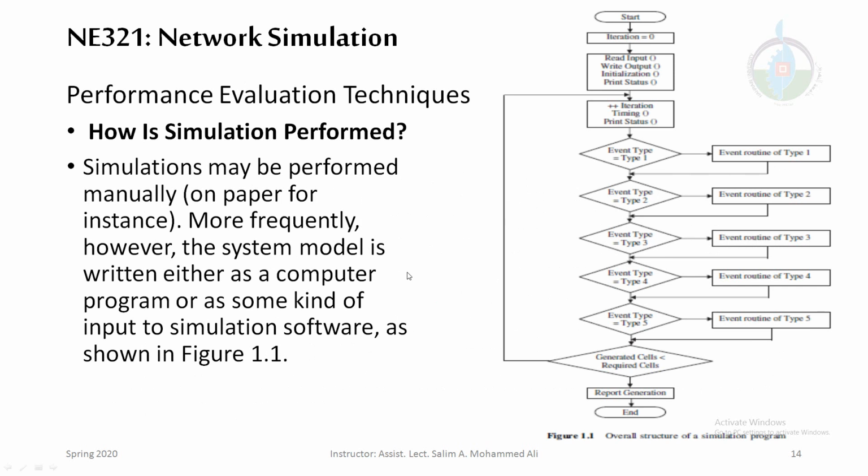Okay, let's jump to the last question: how to program a simulation. You have to build the flowchart for the simulation. Simulation may be performed manually on paper in some instances. However, the simulation model is usually a computer program or some kind of simulation software. This simple flowchart tells you how to build a simulation. It's very simple. We will have a simple assignment for doing a simple simulation for a simple problem. You have to follow this flowchart to do it.